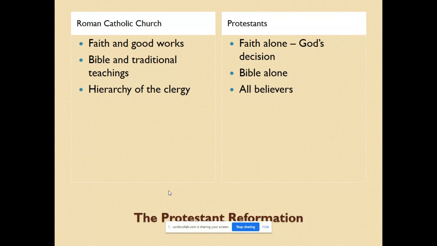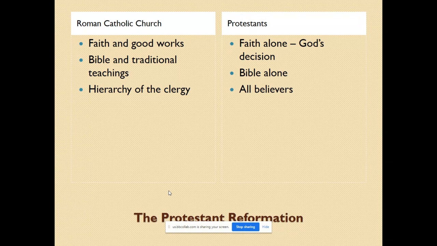You couldn't buy your way into heaven. That's what Luther was making the argument. He said the medieval church is set up so you could technically earn your way into heaven. Luther didn't believe that. He said faith alone, it's God's decision. You don't have any agency in it. You can do all the good works you want to, and you should, but it's not going to help you get into heaven.